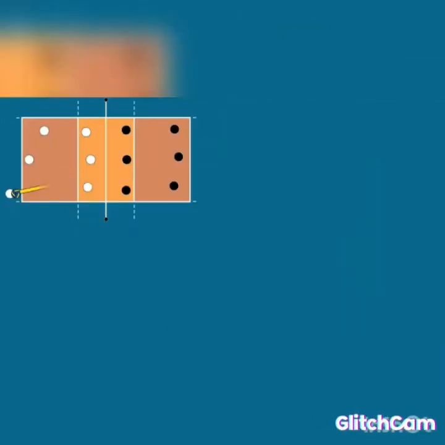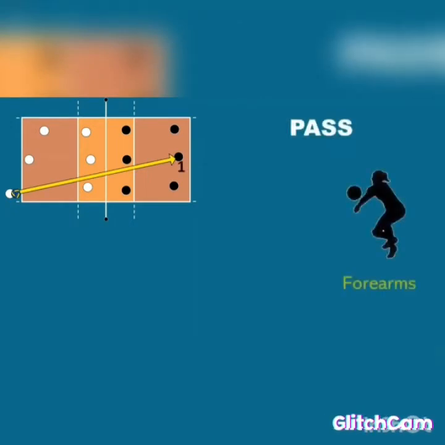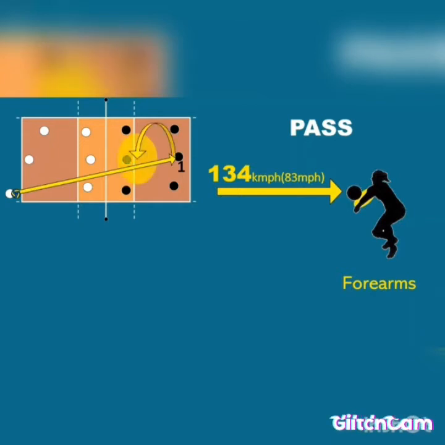The very first shot when you are receiving a serve is known as a pass. In the pass, forearms are used, because the serve comes at 83 miles per hour. That's massive. That's really fast. So you need to absorb the momentum of the ball. You use the muscles of your forearms to take control of the ball and absorb the momentum. Your intention with the first shot is to put the ball in the center of your side of the court. That would be the pass.